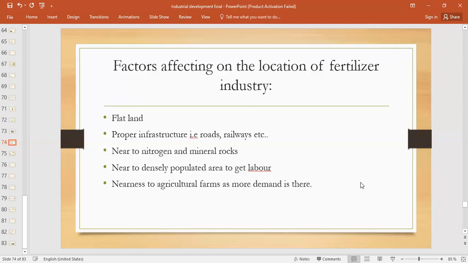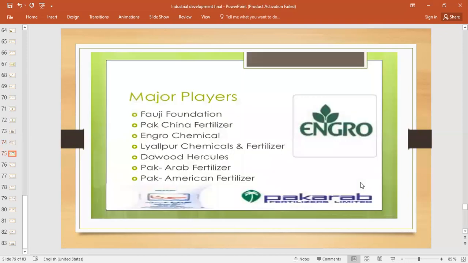Then nearness to the agriculture farms, as more demand is there, right? Because for fertilizer, the demand is definitely where the agricultural farmlands are, where the production of crops is going on, right? So that is the most fertile land of Pakistan, so the use of fertilizer is also more there. So these were the locational factors.